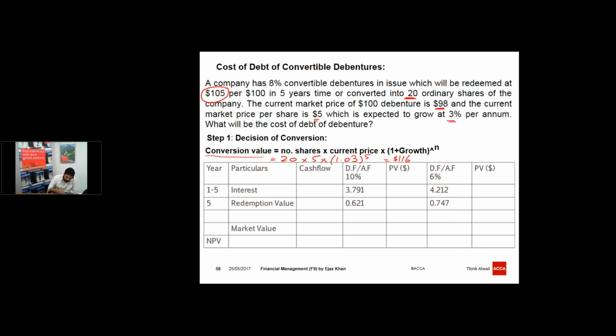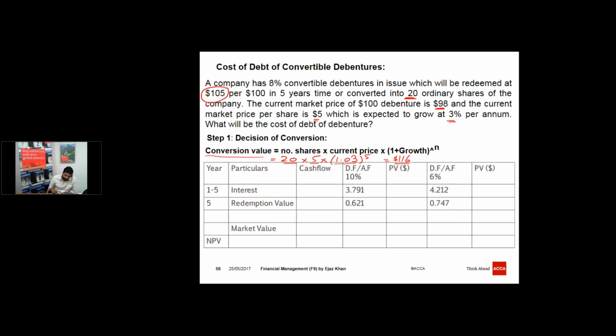Okay, so what I have done is I have taken 20 shares, multiplied with the current market price, and multiplied with the growth factor to get the share value after 5 years. It's $116. So after 5 years, the investor will either get shares worth $116, or he will get $105 cash. If you were the investor, what would have been your decision? Will you go for conversion? Yes, the shares will be converted.